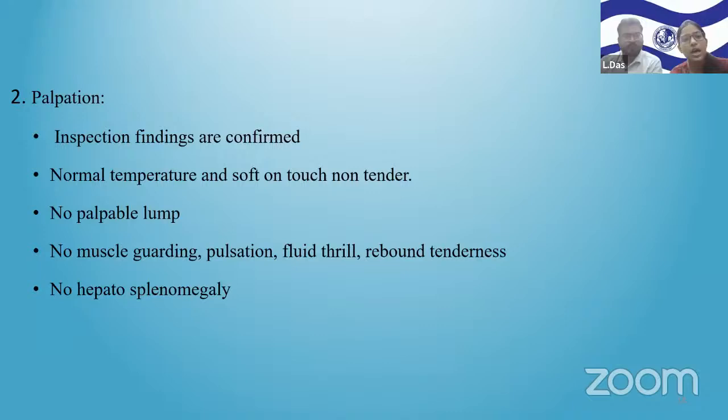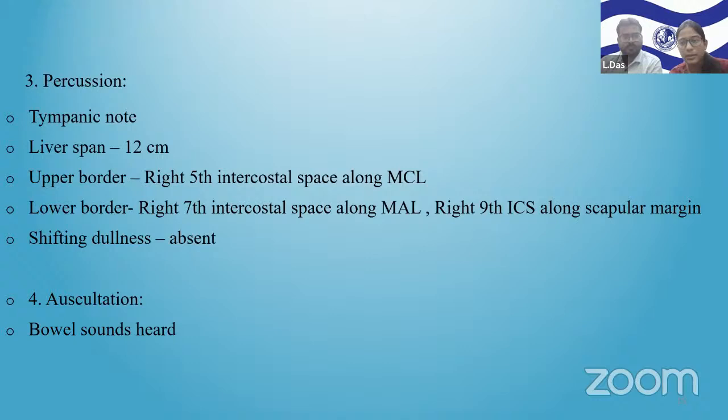On palpation, all the inspectory findings were confirmed. Normal temperature, soft on touch and non-tender. No palpable lump. No muscle guarding, pulsation, fluid thrill, or rebound tenderness. There was no hepatosplenomegaly. On percussion, there was tympanic note. The liver span was 12 centimeter.